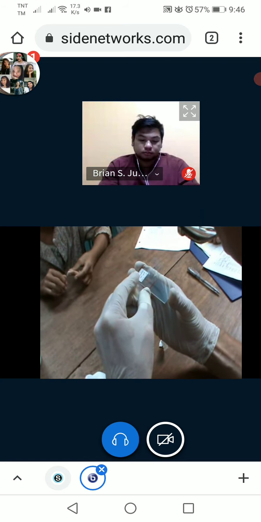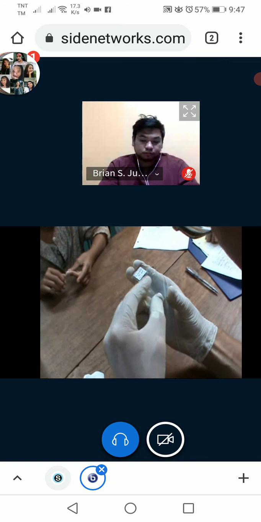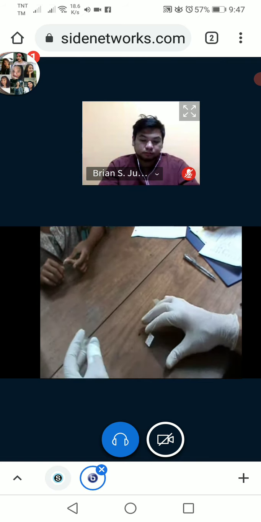move the spreader forward with a regular move. There is no need to apply too much pressure on the spreader, but it should stay in even contact with the slide surface when the blood is being spread. The forward move should be regular, not too fast, and completed until the spreader reaches your thumb. Then put the slide on the bench.